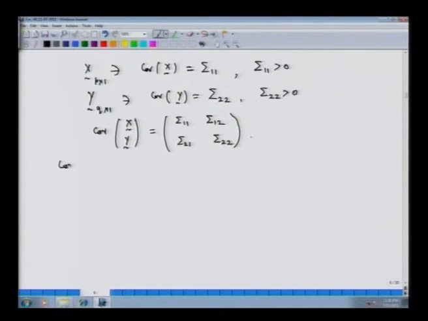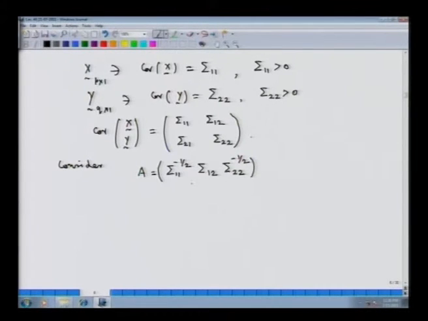Now, consider a matrix A equal to sigma 1 1 to the power minus half. Sigma 1 1, remember, is positive definite, so sigma 1 1 to the power minus half can be defined, multiplied by sigma 1 2 times sigma 2 2 to the power minus half. Now, such a matrix plays a major role in canonical correlation analysis.